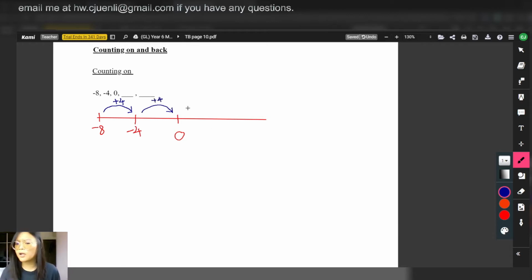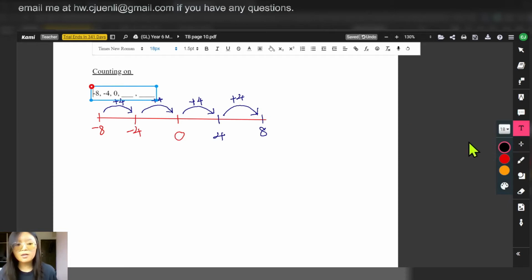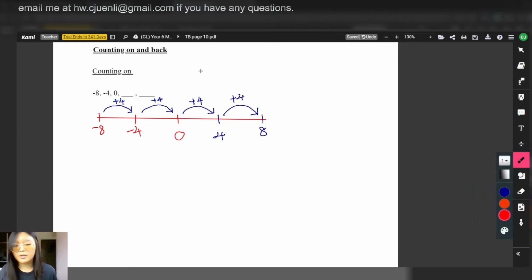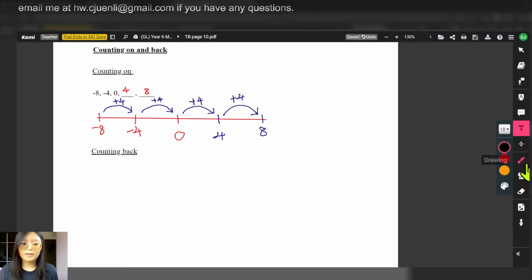So we have to know another two numbers. So let us do one more time. +4. You add another 4 and you have 4 over here. So that's your first number. Then the second one, +4 again, it would be 8. Right? So that's the most simple stuff you can do. So let me just write over here in red so you can see it. We have 4 and we have 8. Now, next we're going to look at counting back. Again, if I'm slightly too fast, just pause the video and let me know when you have any questions.